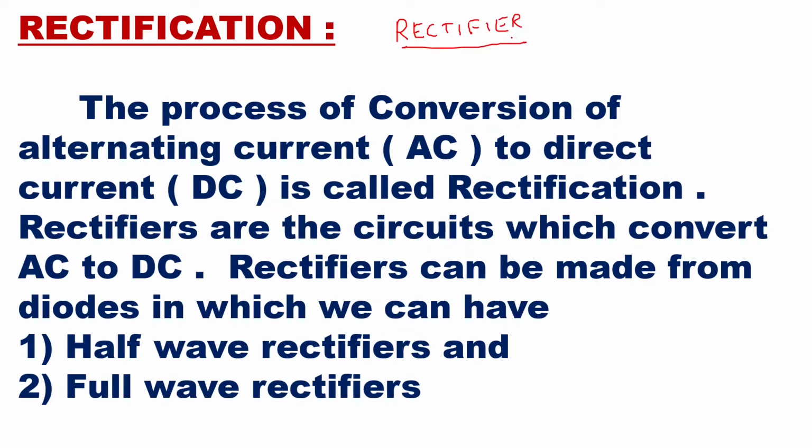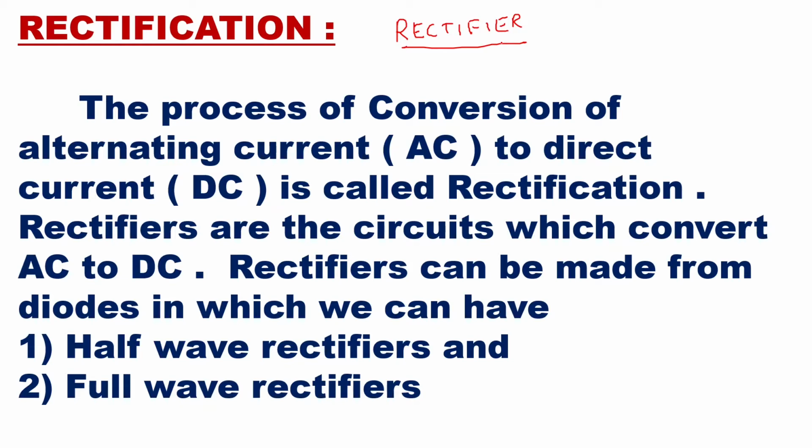Okay. Now, if the opposite question is asked, the circuit which converts DC to AC is an inverter, but the circuit which converts AC to DC is a rectifier. Okay. So here, the process of conversion of alternating current, that is AC, to direct current, DC, is called rectification. Rectifiers are the circuits which convert AC to DC.